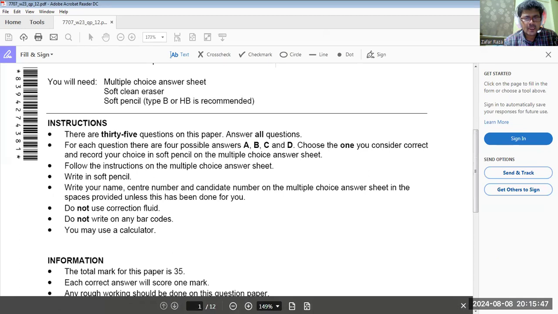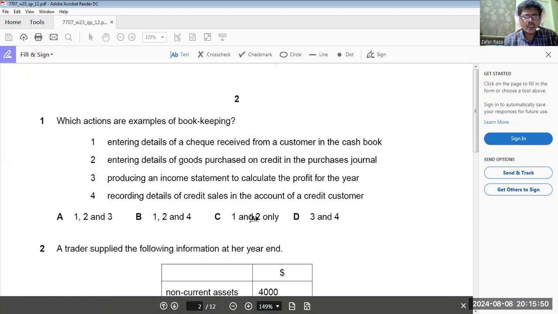Okay. Now here is your first question. Which actions are examples of bookkeeping? Bookkeeping means recording transactions in the prime books. There are 7 prime books in our syllabus. And yes, entering details of cheque received from customer in the cash book.